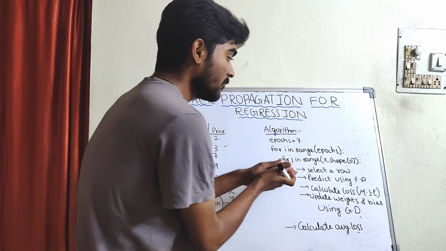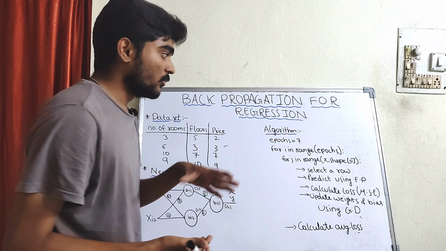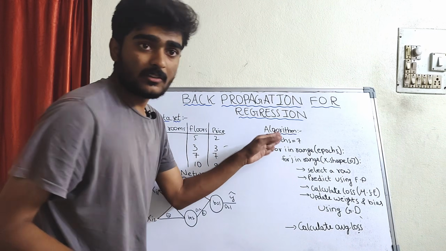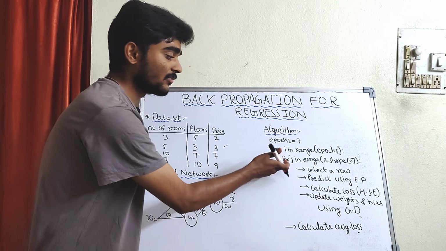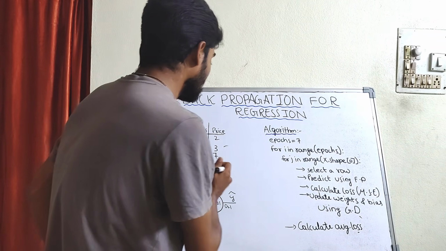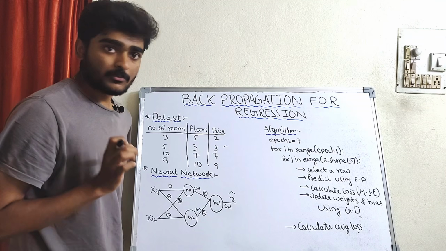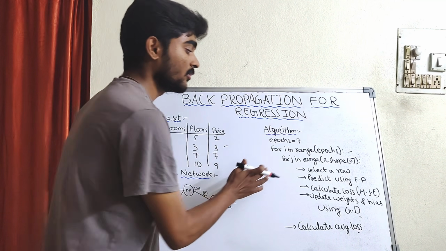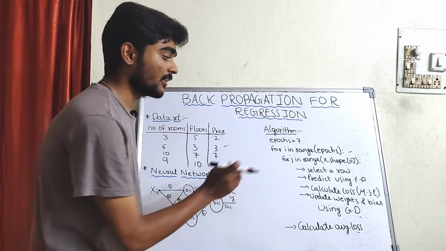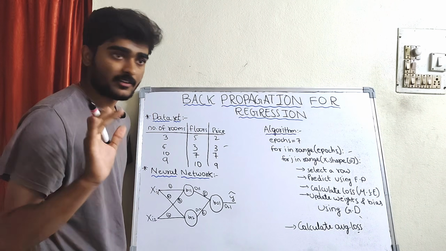Now in my algorithm, I'll be running a for loop over the number of epochs, and an inner for loop that runs through the number of rows in our dataset. This main for loop runs through the number of epochs. The j for loop runs through the number of rows in the dataset.